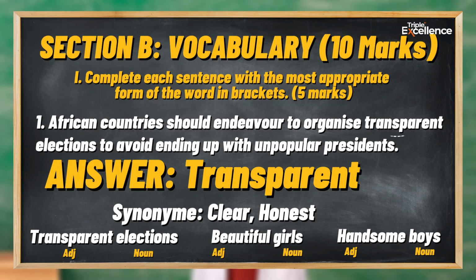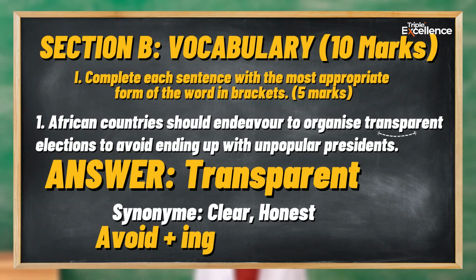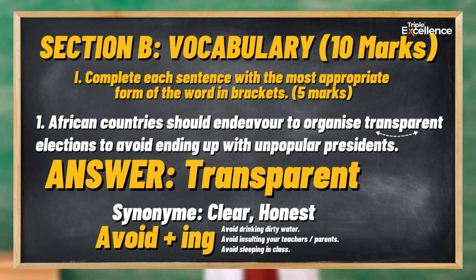There is something that captured my attention when I was reading. It is avoid. Let us move ahead. Avoid ending. Comme je vous ai expliqué la dernière fois, il y a des verbes qui vont ensemble avec des structures bien précises. Par exemple, you have here avoid plus ing. For example, you can say avoid drinking dirty water, avoid insulting your parents, avoid insulting your teachers, avoid sleeping in class.